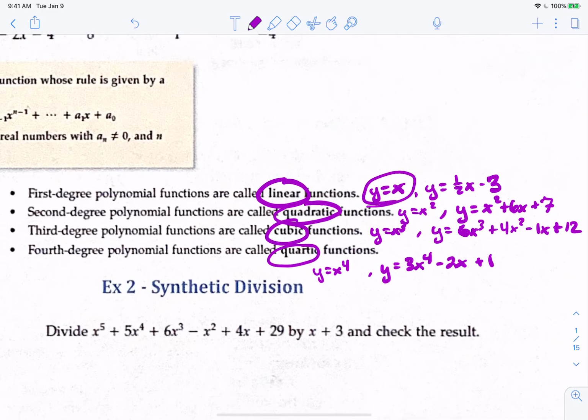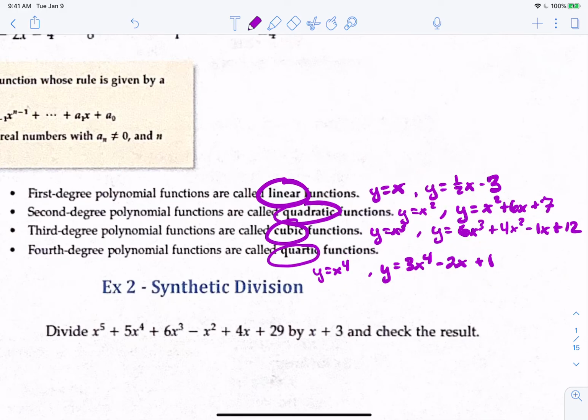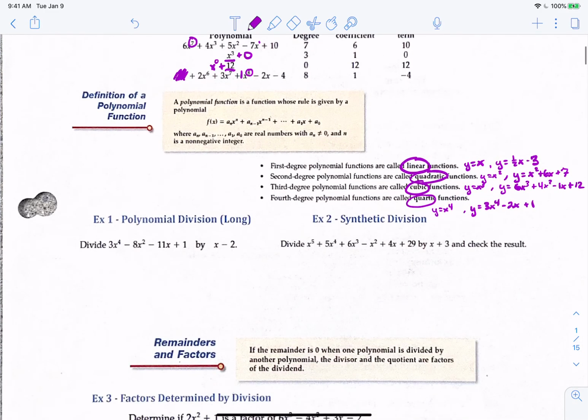Like here's a linear function, but it could also look like this with numbers in there. X squared is a quadratic function, but also numbers in there. X to the third power, but also numbers in there would be cubic functions. X to the fourth power, but also numbers in there would be quartic functions. Okay? I'm going to get rid of all my bubbles to make it less messy. All right? Okay, so now on to example 1.